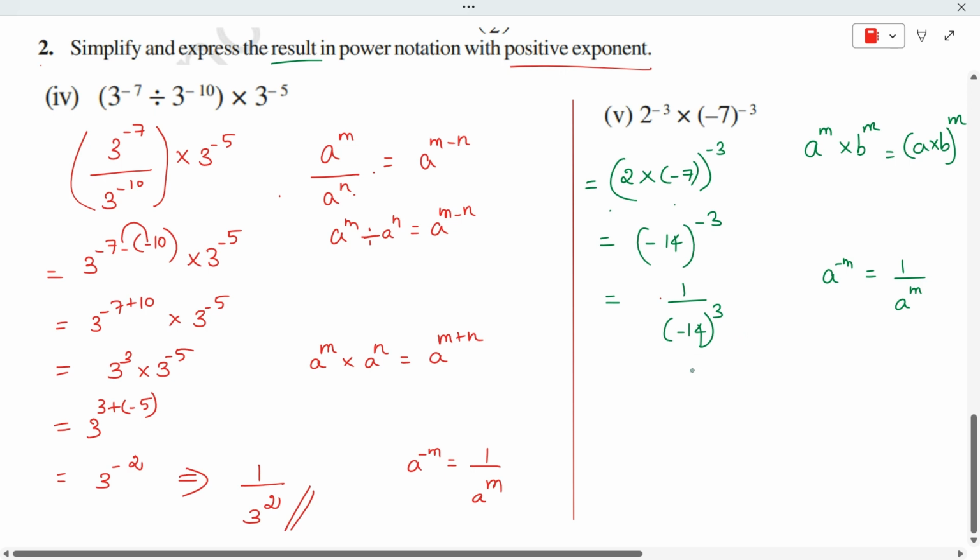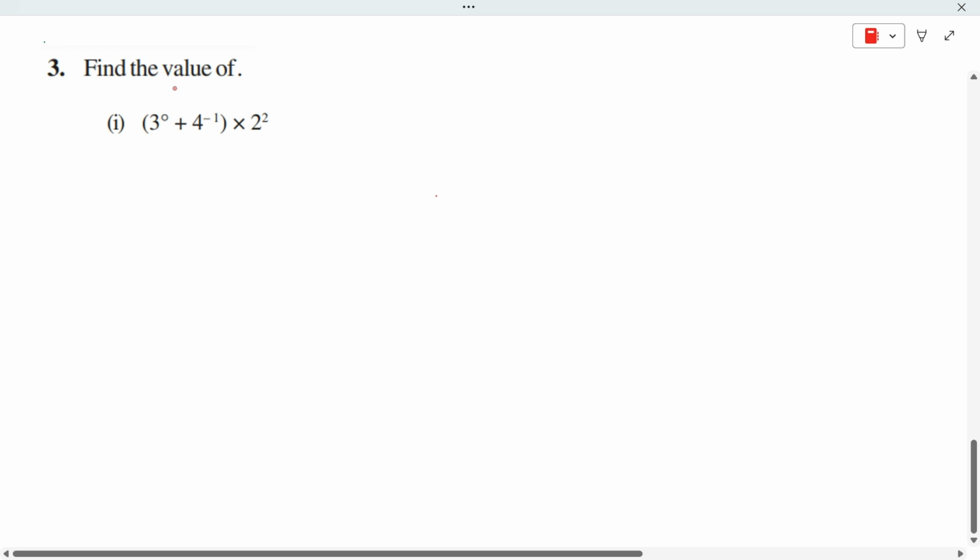Now we are moving to question number 3. In this question, we are going to find the value. Okay, we are not going to write the answer in positive exponent. We are going to evaluate and find the value of it. So first, always remember, when you are solving any mathematical expression, you should use BODMAS rule to solve. So first comes the bracket, so that has to be evaluated first.